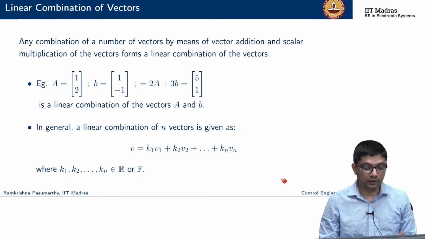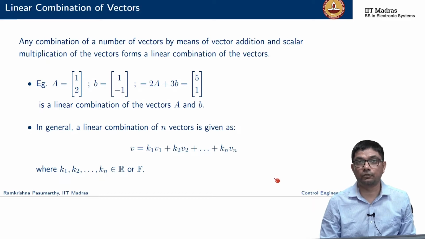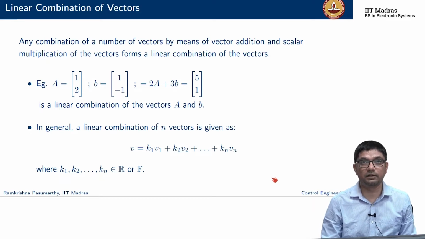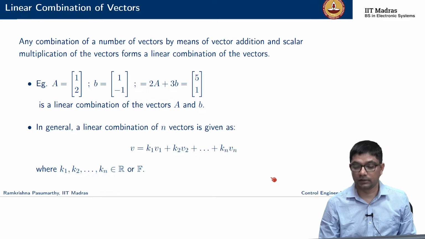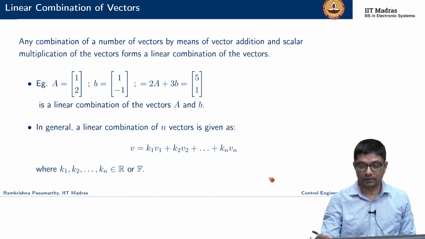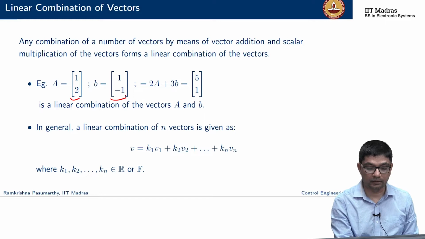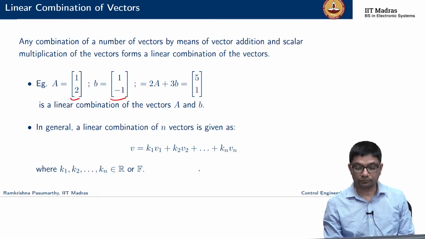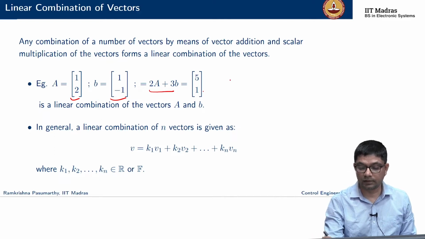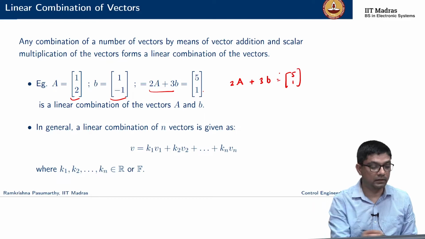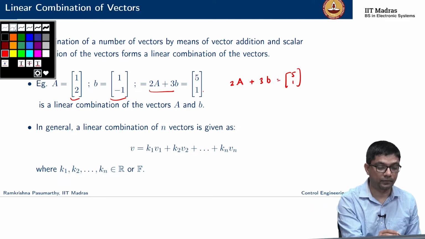So we start off with defining a linear combination of vectors. Any combination of vectors by means of vector addition and scalar multiplications forms a linear combination of vectors. So if I have a vector A and a vector B, I can simply write 2A plus 3B. A linear combination would be some number times the first vector plus some number times the second vector, which would give me a resultant vector. So this is what we classify as a linear combination.